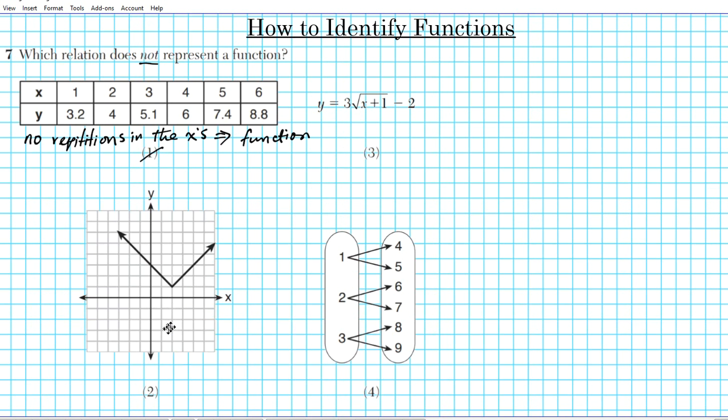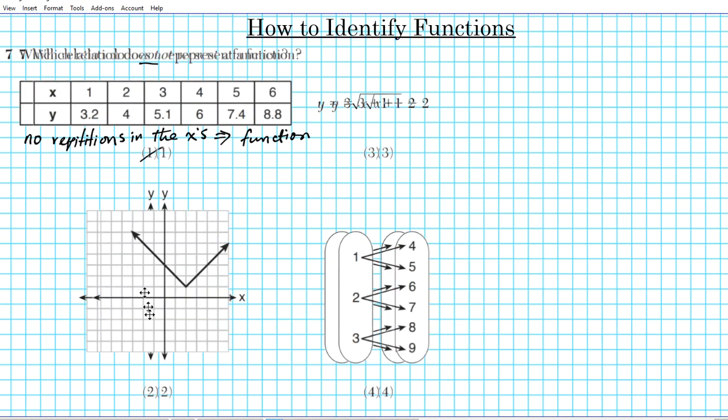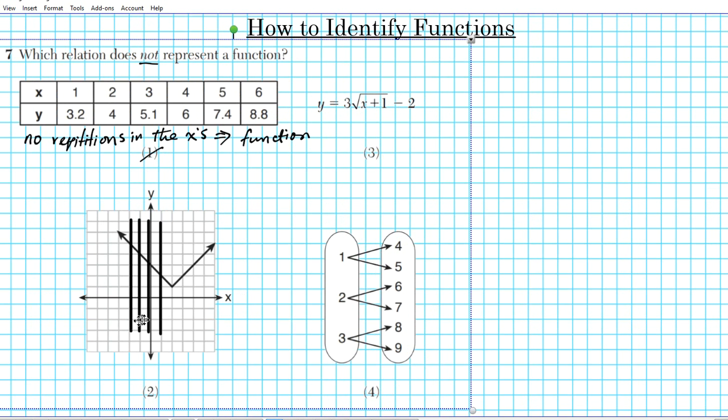Down to option 2, we're going to use something called the vertical line test. If you draw a vertical line and you sweep your vertical line past the entire domain of the graph, if it intersects exactly once, then you know that it is a function. It passes the vertical line test. So you can see here that this vertical line intersects this graph at exactly one point at multiple places. So once, it's just one point of intersection every single time.